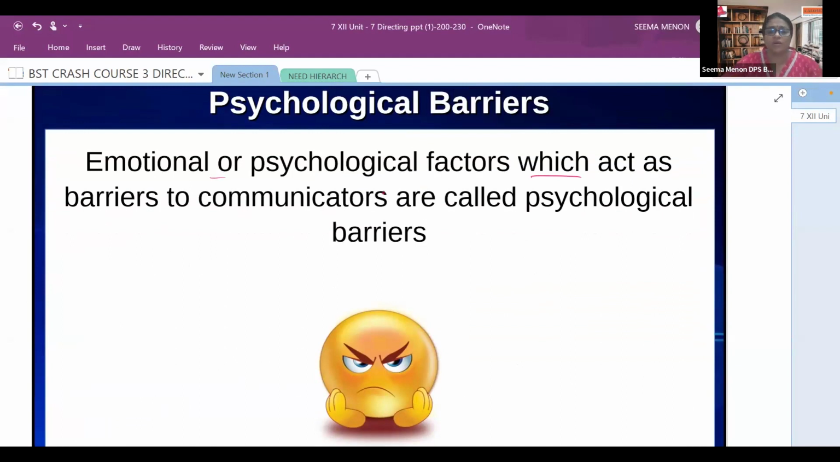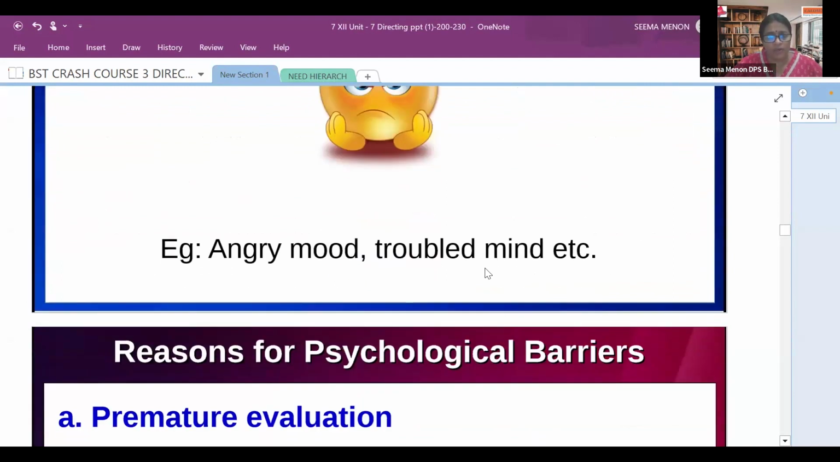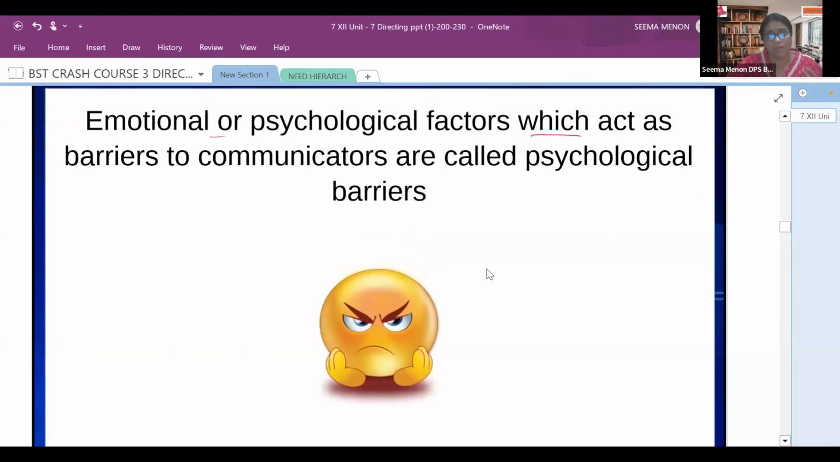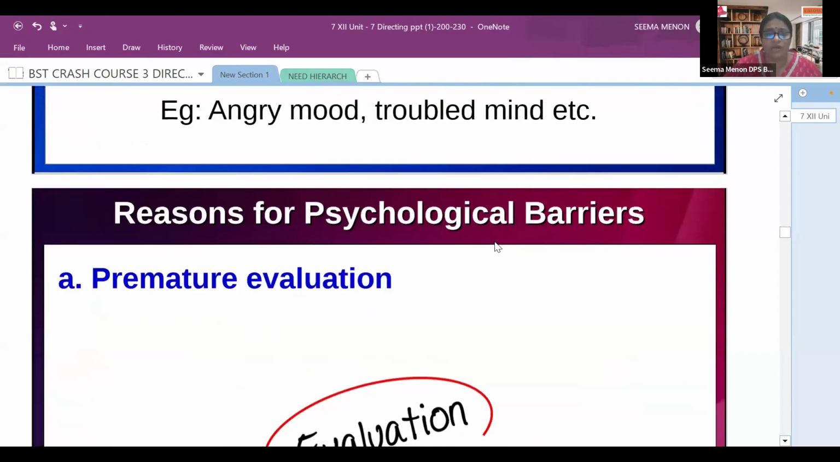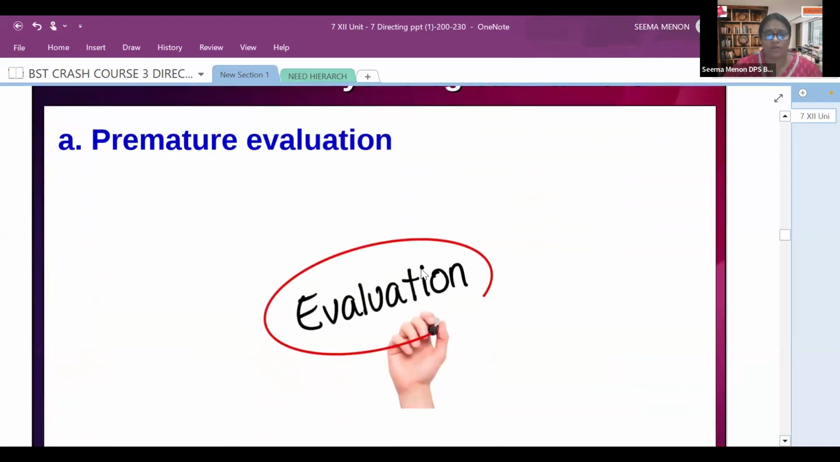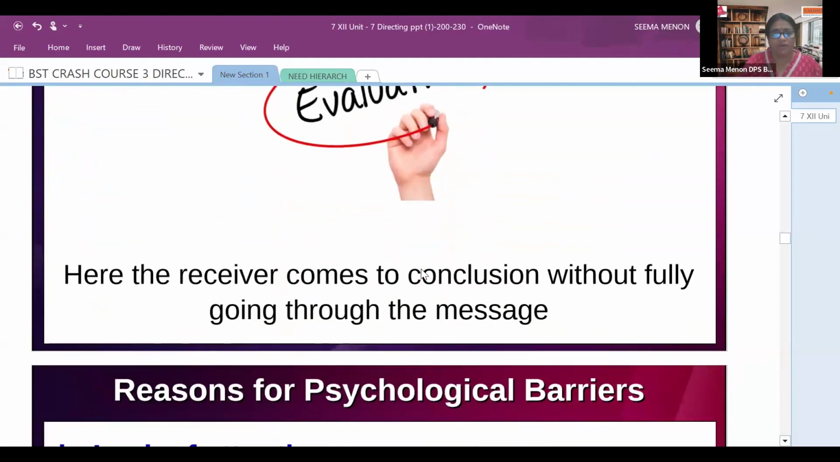That is always affecting our emotions, affecting us psychologically. Angry mood, troubled mind. We are disturbed with some other thing in our mind, but meanwhile we have to present the topic in a very pleasant way also. Inside we are not happy, that is a psychological barrier. Premature evaluation, that is the first one. What do you mean by it? Here the receiver comes to a conclusion without fully going through the message.